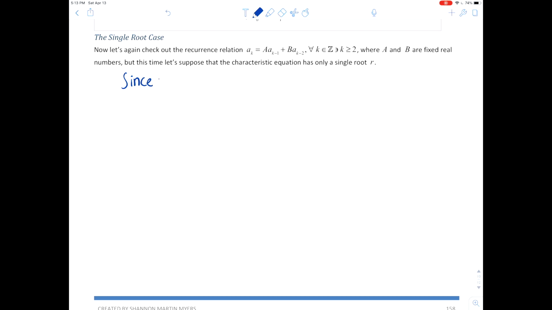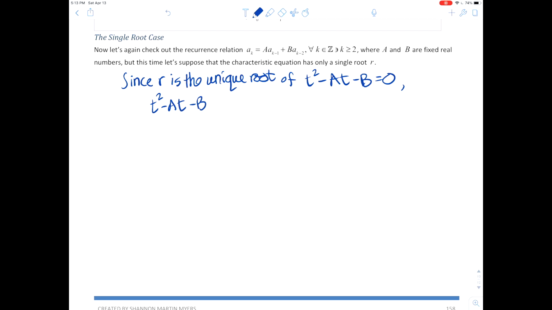what is true? Since r is the unique root of the characteristic equation t squared minus at minus b equals 0, what do we know? We know that t squared minus a times t minus b is equal to, beautiful, t minus r, the quantity squared, because that gives you a repeated root of r. And what is that?